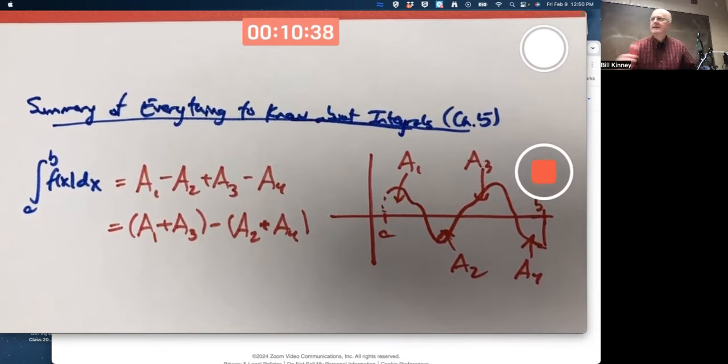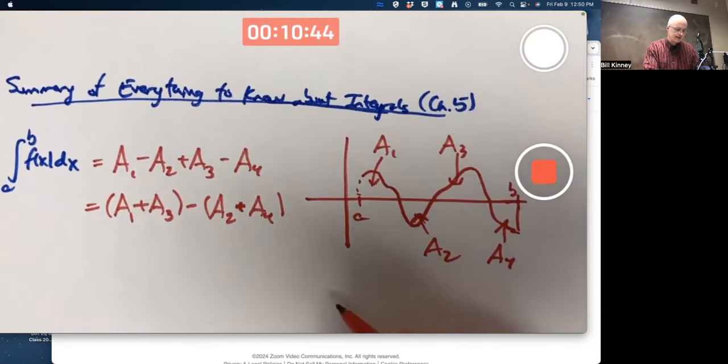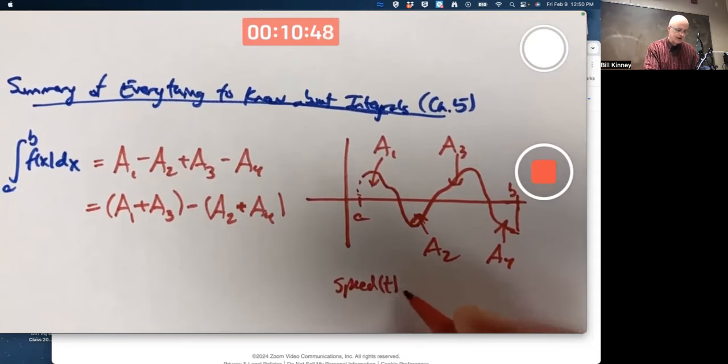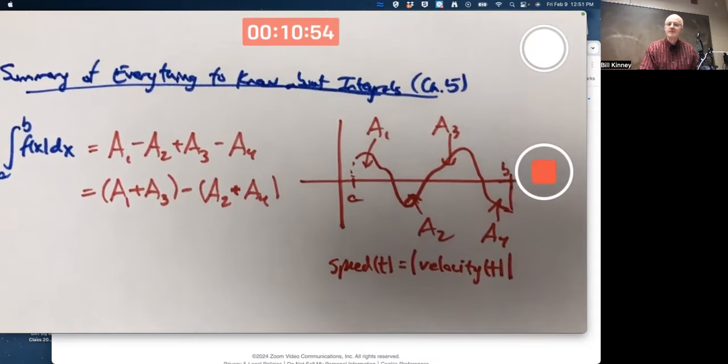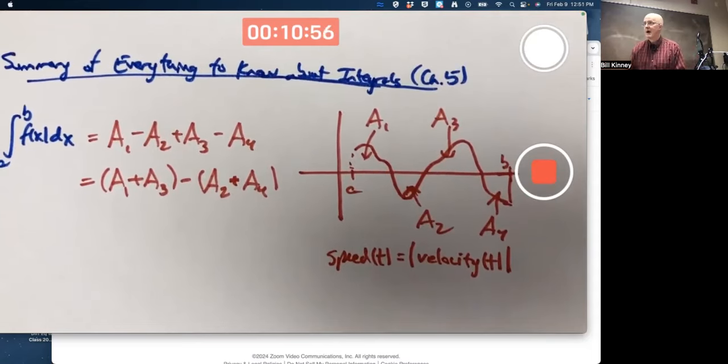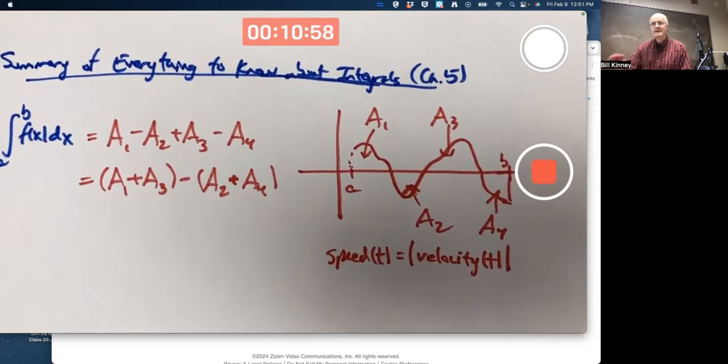If we're interested in the distance traveled in the application, we would want to take the absolute value of the velocity, the speed, as a function of t is the absolute value of the velocity. And if you integrate the speed, you do get the actual distance traveled. You won't get something negative.